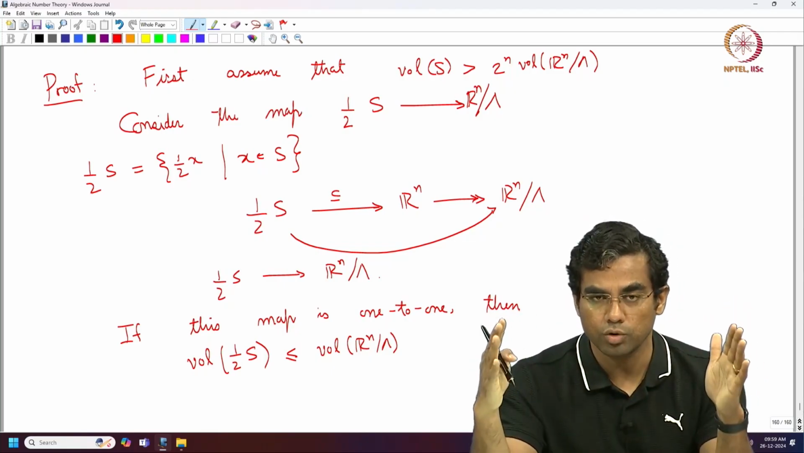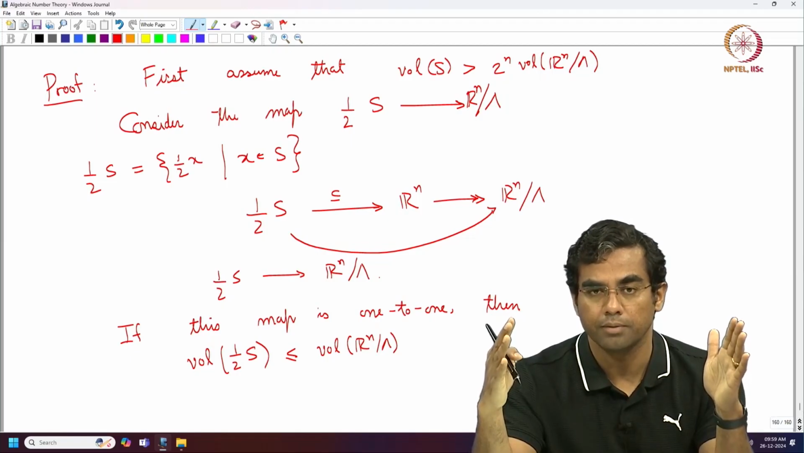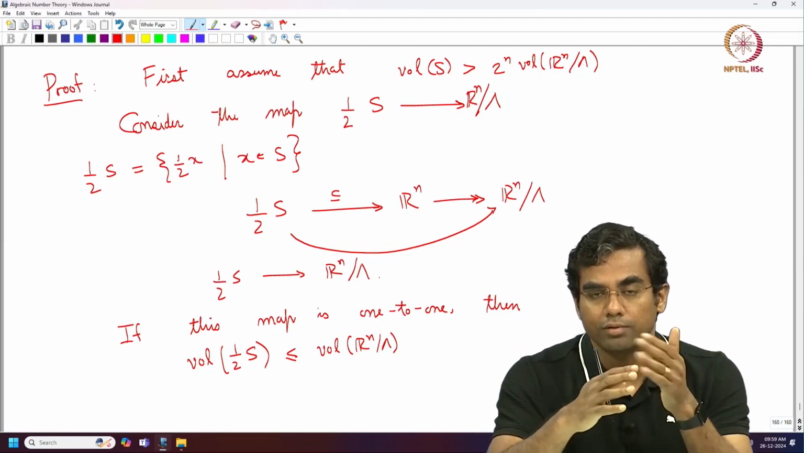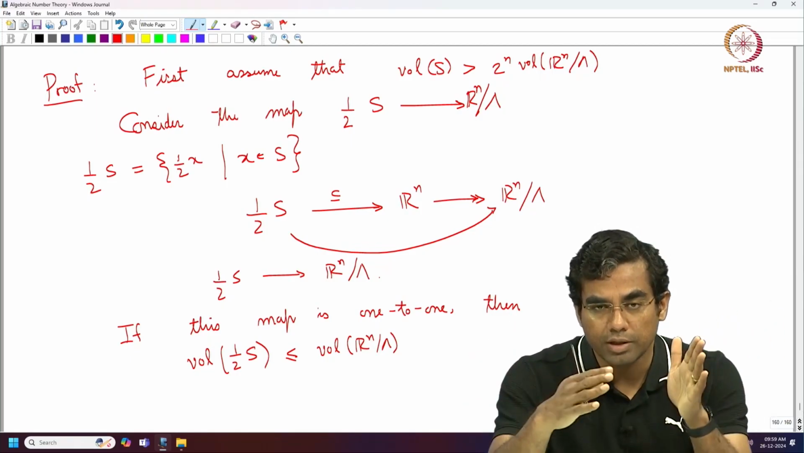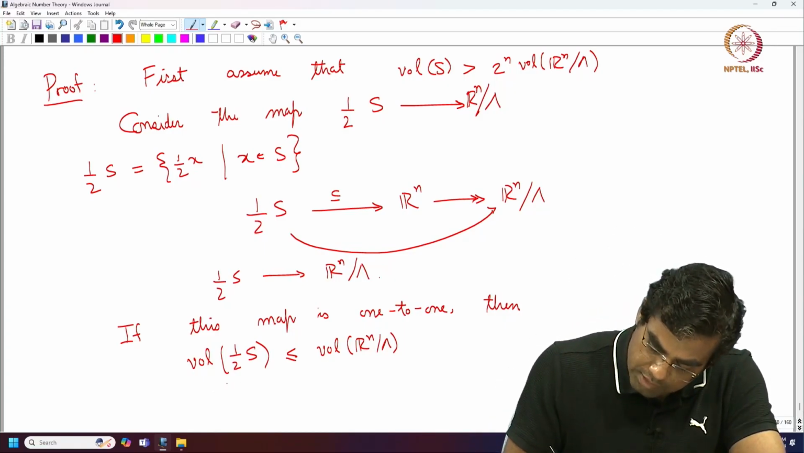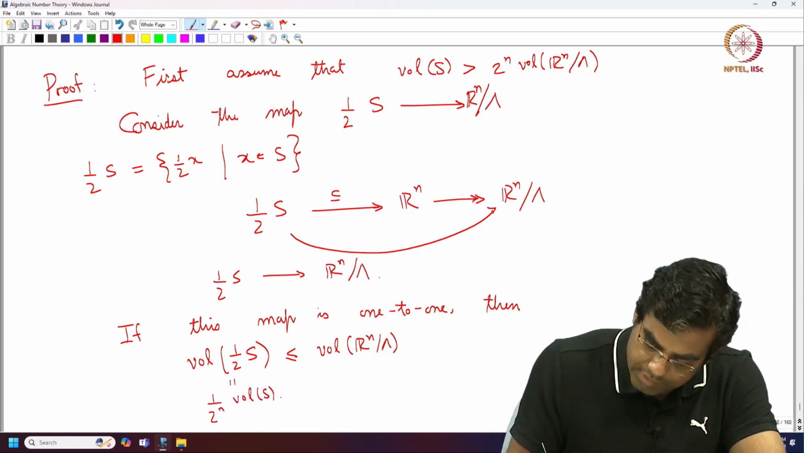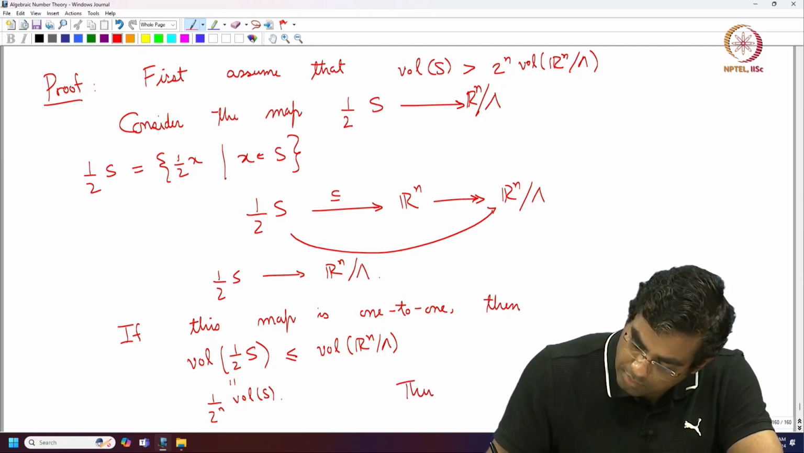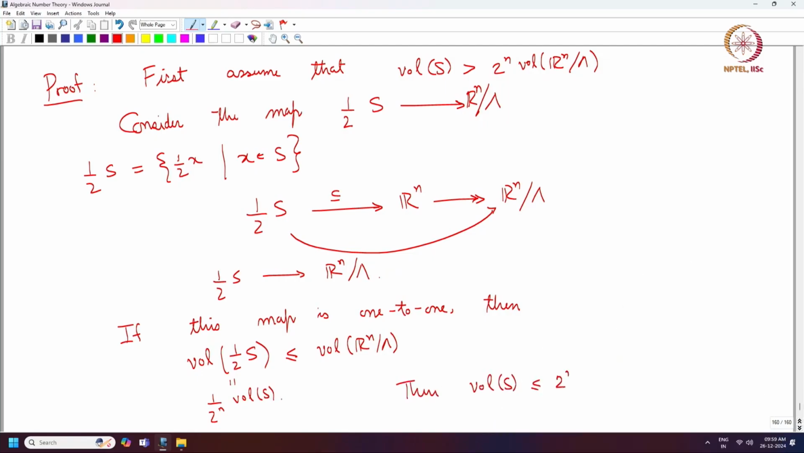Similarly, if you have a cube, which is a 3 dimensional body, and you take a smaller cube of half the side, its volume decreases by 8, and so in this case what you have is 1 by 2 to the n volume of S. Then volume of S is less than or equal to 2 to the power n volume of R to the n by lambda. Okay. So, you see where 2 to the n comes from. So, this is a contradiction.